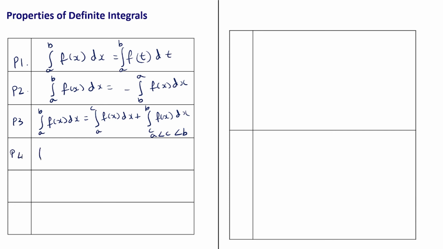The fourth property, integral a to b f of x dx, is equal to integral a to b f of a plus b minus x dx. Here in place of x we can replace with a plus b minus x. The definite integral of those two are going to be the same.